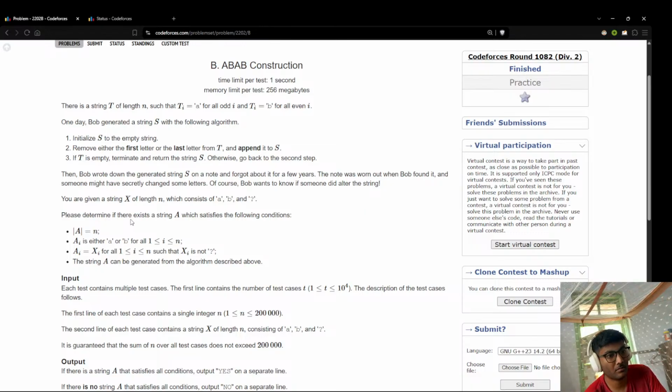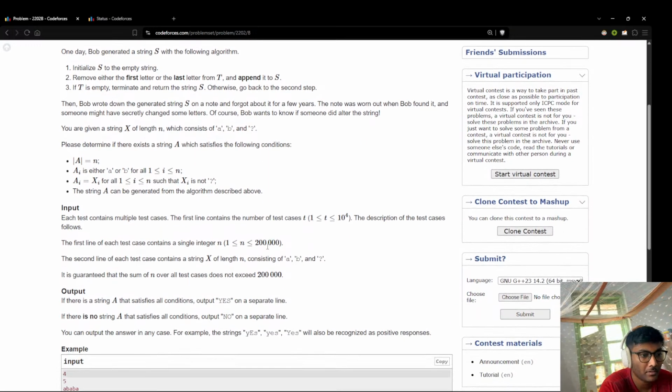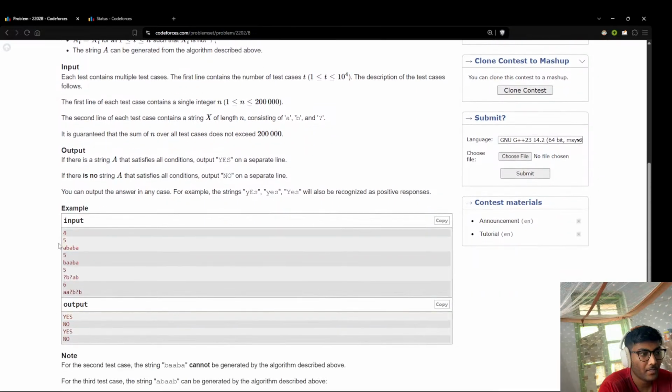Now he forgot. The note was worn down, and someone might have simply changed some letters. And of course, Bob wants to know if someone did alter the string, which consists of this. Please remind if there is a string S. Okay, and it's like n up to 200,000, so the difference about 5x. Okay, so there is no question mark, so always yes.